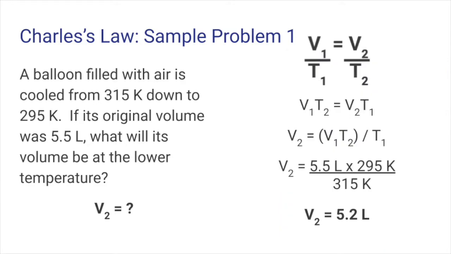In this problem, we'll need to solve the equation for V2, the final volume. By cross-multiplying Charles' law, we get V1 T2 equals V2 T1, which we can divide each side of the equation by T1 to get V2 all by itself. So we will have V1 times T2 divided by T1. If we substitute the numbers and their units from the problem, we get 5.5 liters, V1, times 295 Kelvin, T2, divided by 315 Kelvin, T1. The calculation, rounded to two significant figures, is 5.2 liters.